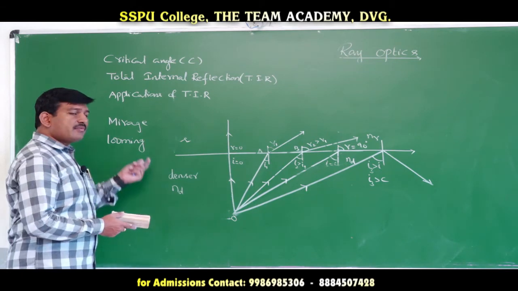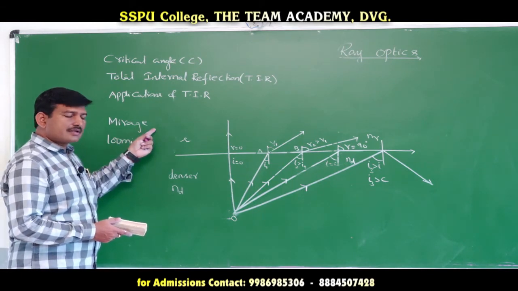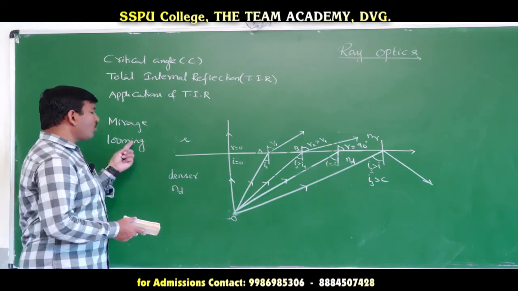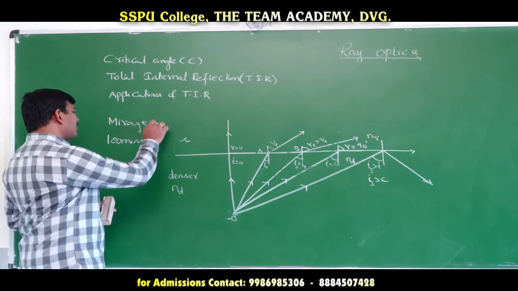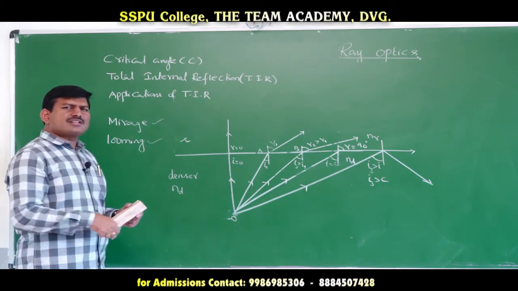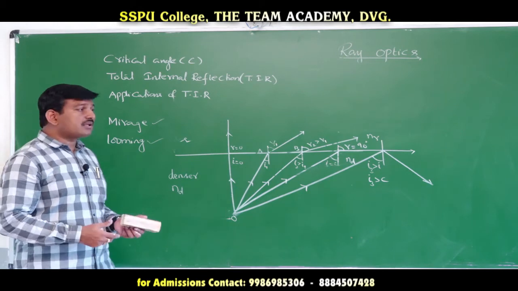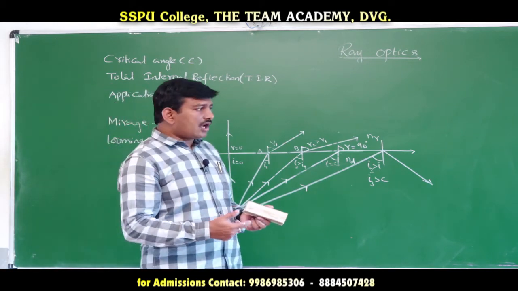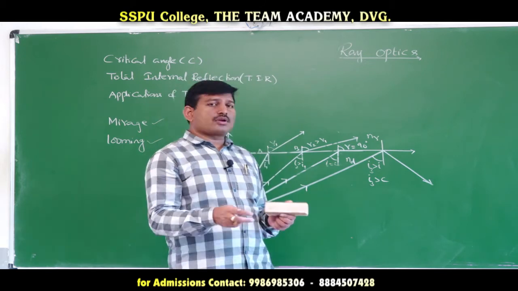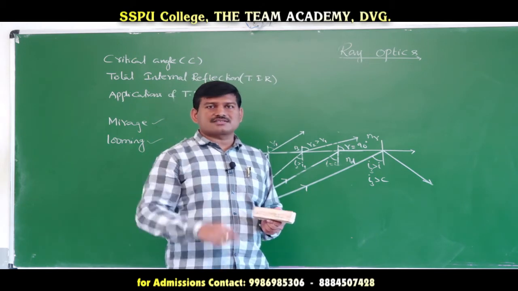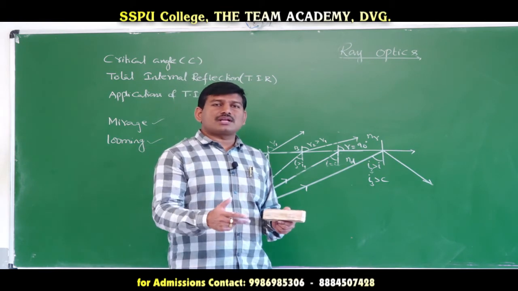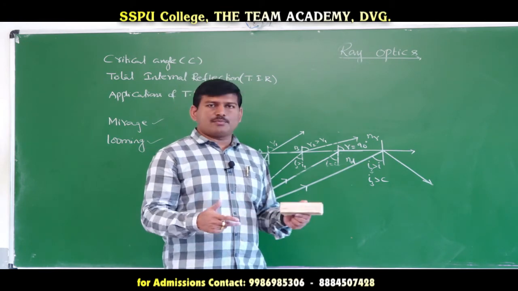So mirage will be noticed in the hot summer season, whereas looming will be noticed in the winter season in cold countries. This can be seen in the hot countries and this can be noticed in the cold countries. What is mirage then? Mirage is nothing but sometimes when you are walking on a tar road in the hot summer season, at a far away distance, we will feel the presence of a water pool. But when you go to that point, then no water will be available.